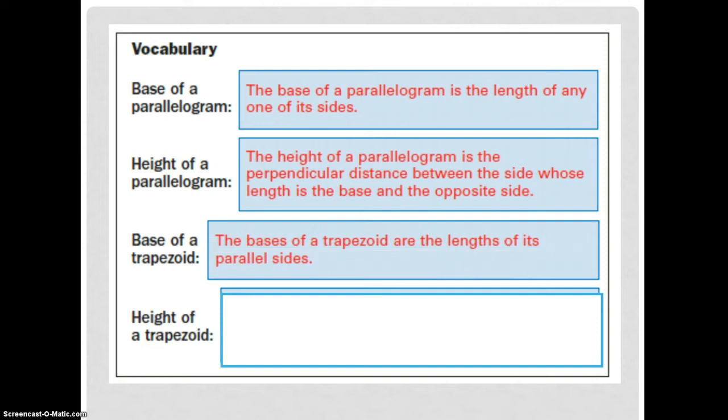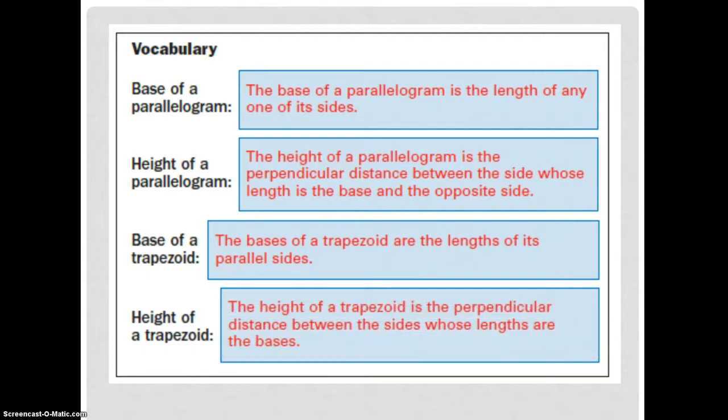Base of a trapezoid are the lengths of its parallel sides. Trapezoids do have two bases. Height of a trapezoid is the perpendicular distance between the sides whose lengths are the bases. So it connects the two bases together.